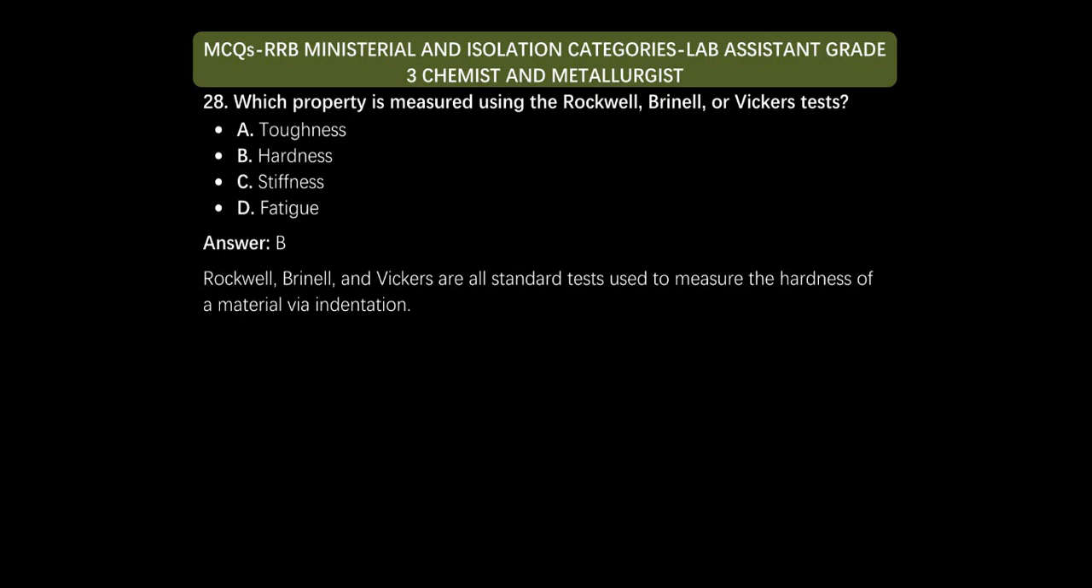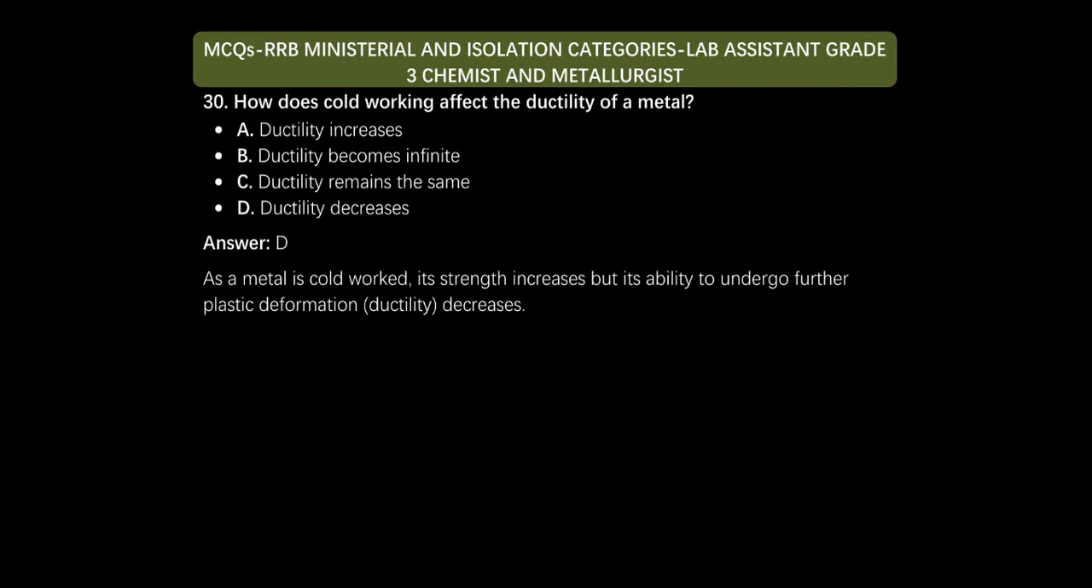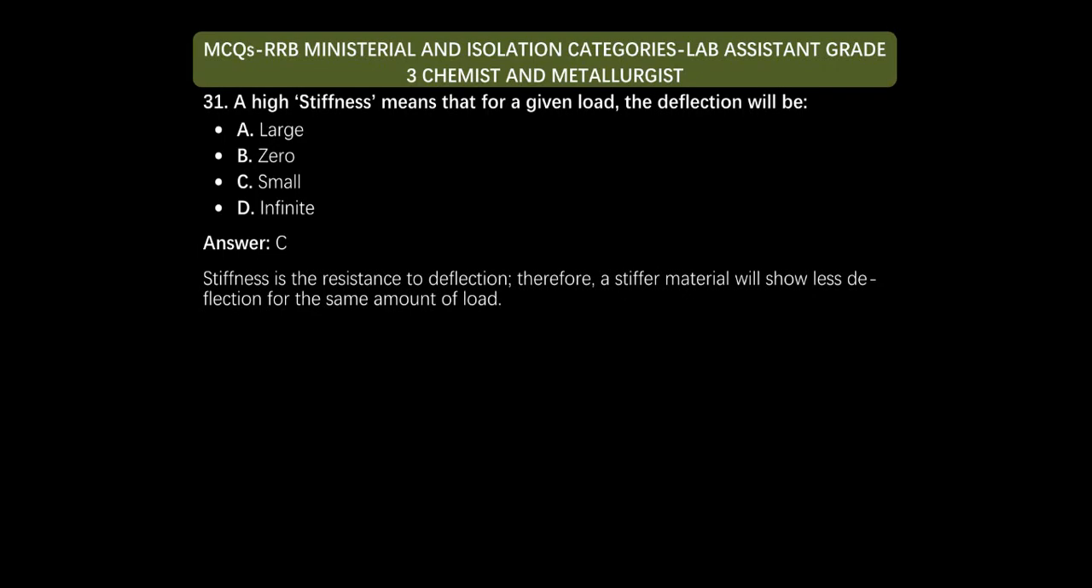Which property is measured using a Rockwell, Brinell and Vickers test? Option B, hardness. Plasticity is the property that enables a material to undergo permanent deformation without rupture. How does cold working affect the ductility of a material? Option D. Ductility increases. A high stiffness means that for a given load, the deflection will be, option C, small.